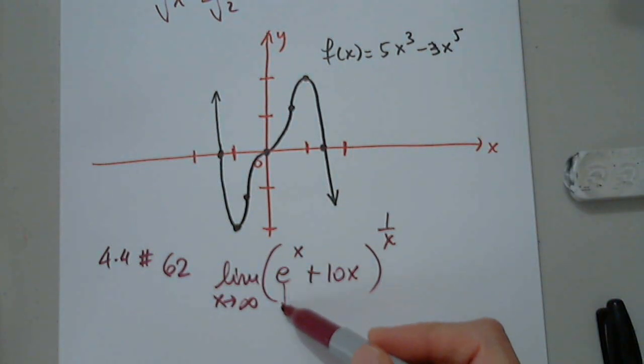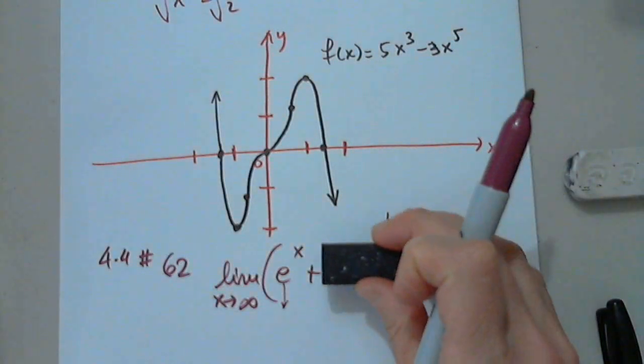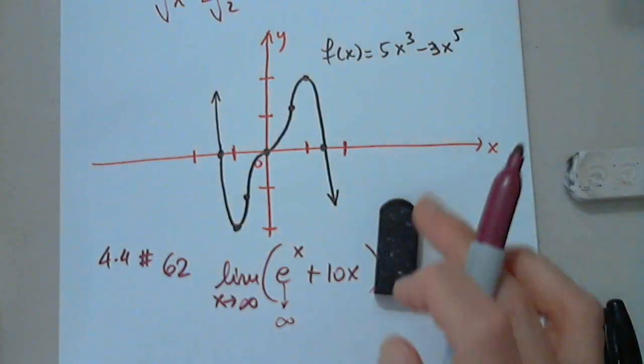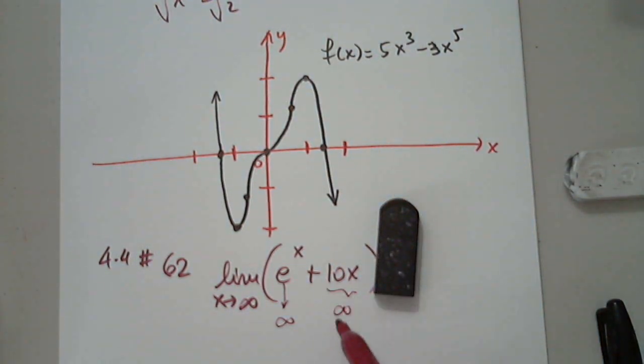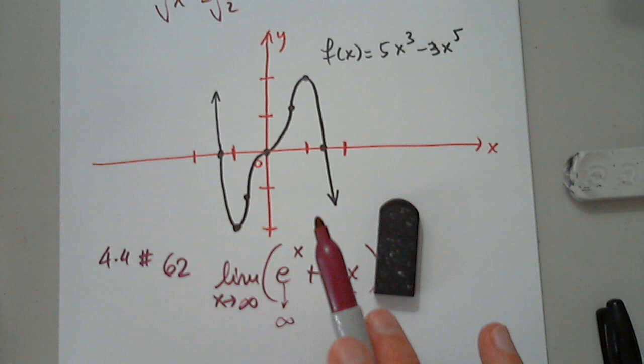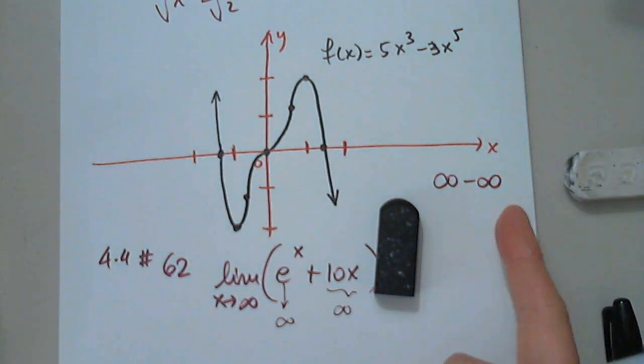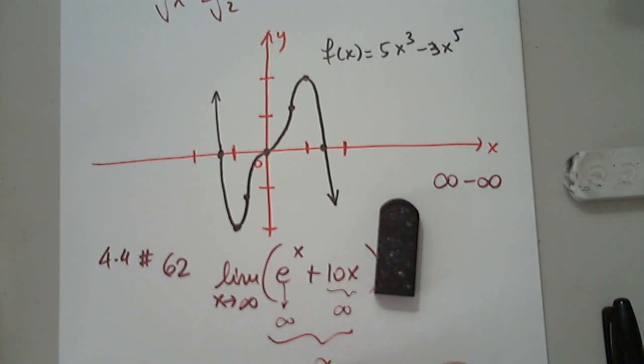So where is e to the x going when x approaches infinity? To infinity. Perfect. Of course, 10 to the x is still approaching infinity. Look, this is not an indeterminate case. This is not infinity minus infinity. That's an indeterminate case. Infinity plus infinity is infinity.